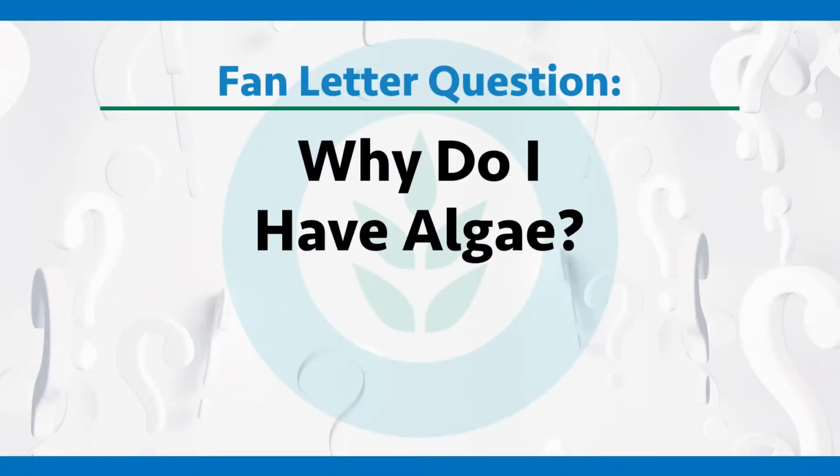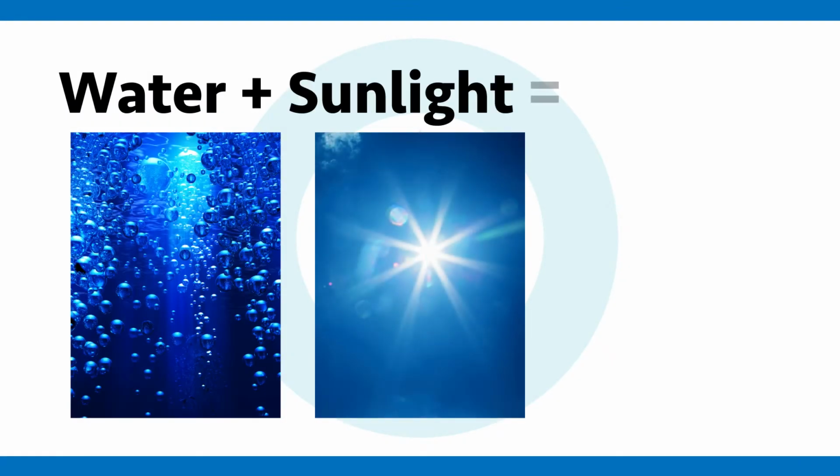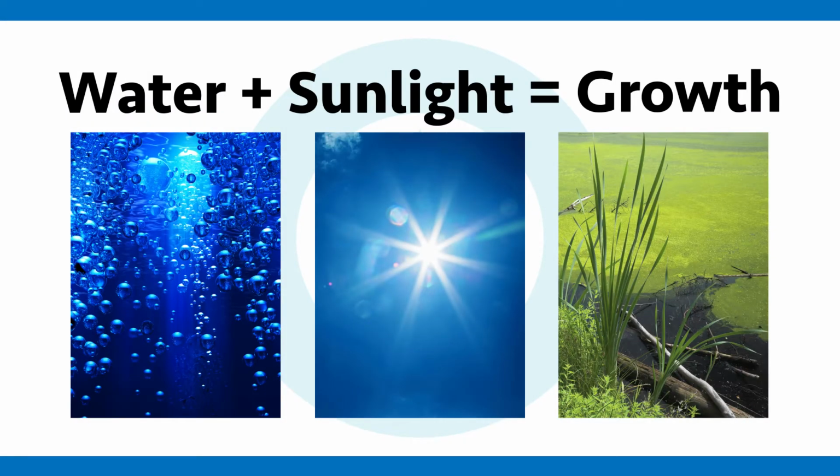We get many questions from you guys in the audience, but one common one we often get is, why do I have algae? Quite simply, if you have water and sunlight, something's going to grow. Nearly every pond or lake system has many types of algae in it, and they get around in all sorts of neat ways, including just through the air.